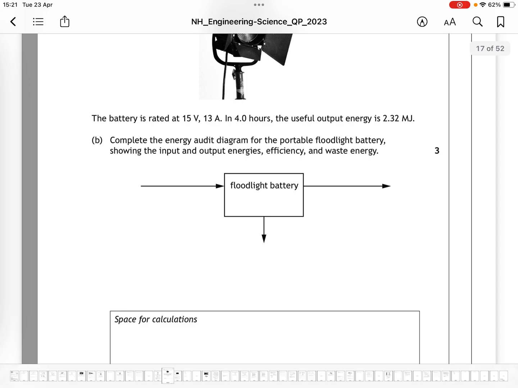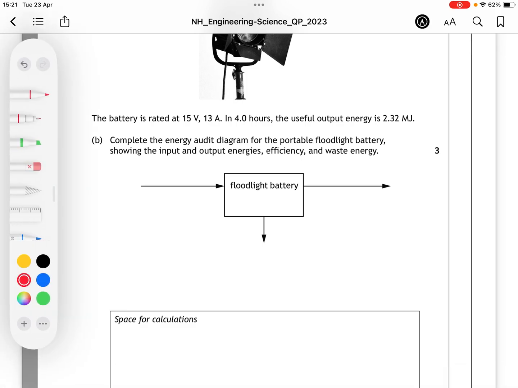So the minute you see something like that, whether you highlight it or whether you prefer to write it out, you need to make a note of the fact that we've got a voltage, we've got a current, and we've given a time of 4 hours. So the battery is rated at 15 volts, 13 amps, and in 4 hours the useful output energy is 2.32 megajoules. So they're asking us to complete the energy audit diagram for this floodlight, and we want to show the input and output energies, the efficiency, and the waste energy.